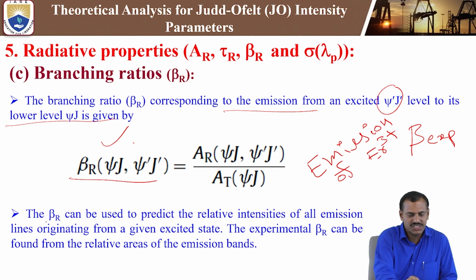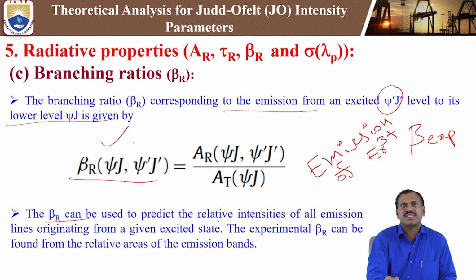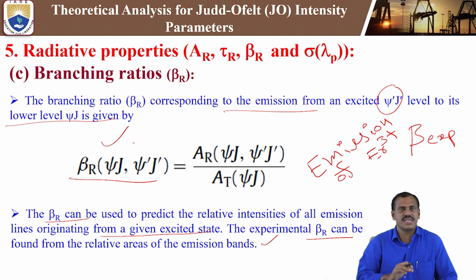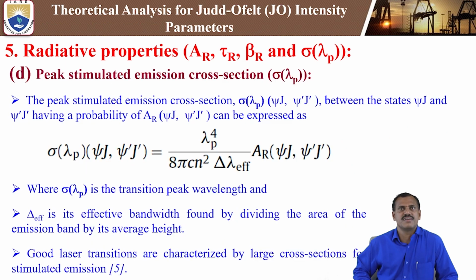See, the branching ratio beta R can be used to predict the relative intensity of all emission lines originating from an excited state level to the ground state. The experimental beta can be found from the relative areas of the emission bands. So each and every emission band's relative area we are taking, and we calculate the experimental branching ratios, and we are comparing the radiative branching ratio and the experimental branching ratios. Both are almost similar. Equally we have to get it by using the JO theory, so the error should be very small compared to the theoretical model we are using.